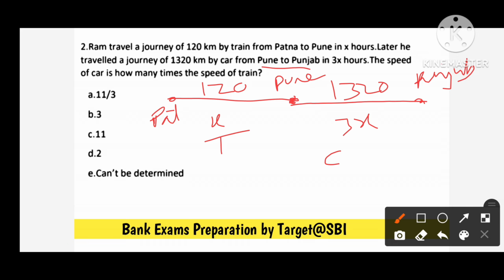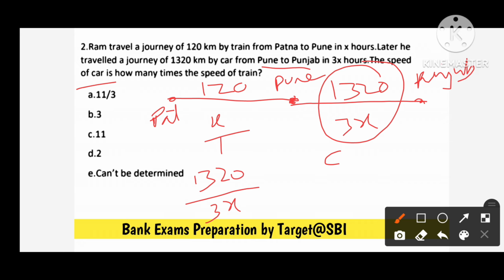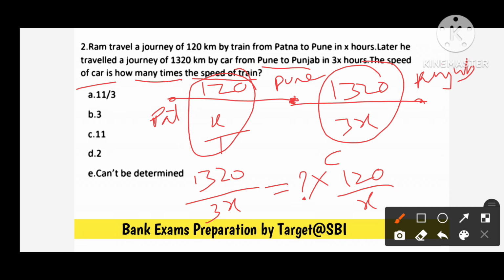The speed of the car means distance by time. So 1320 divided by 3x is equal to how many times? Let's take that as x question mark value. Speed of the train is 120 divided by x. So 120 divided by x, x and x cancel, 0 and 0 cancel. 11 times. So our question mark value will be 11 by 3. Option A is the answer for this question.